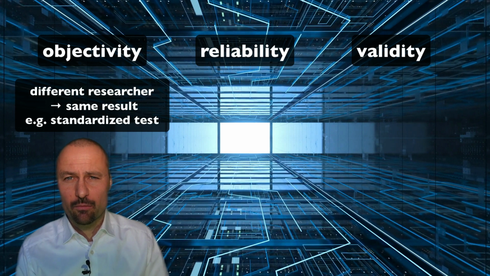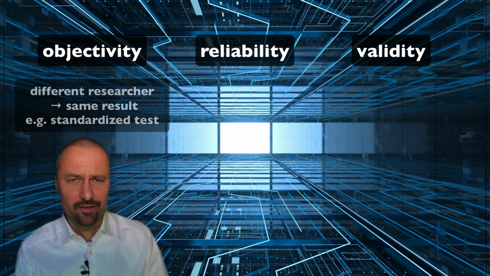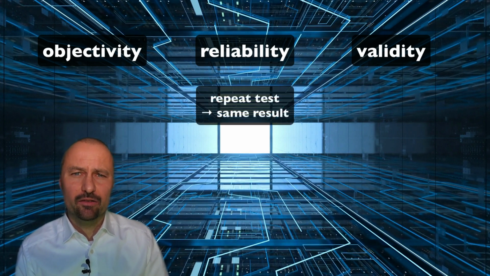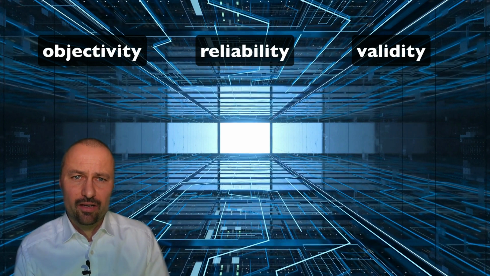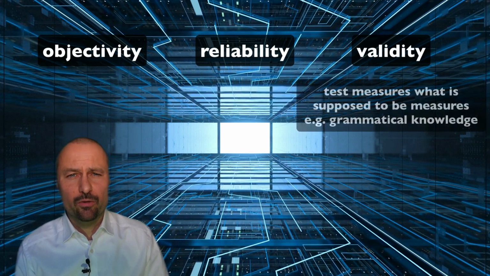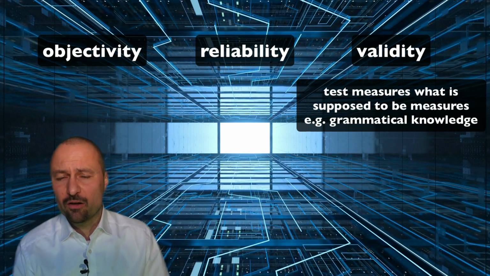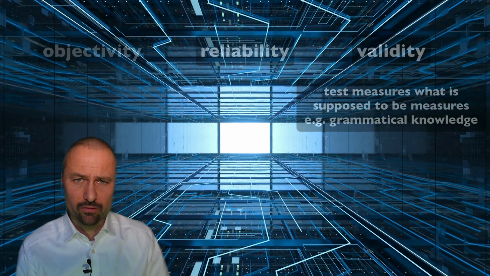In linguistics, an example of objectivity would be to use a standardized test to measure language proficiency. An example of reliability would be to repeat the test on different occasions and see if the results are consistent. An example of validity would be to ensure that the test is measuring what it's actually supposed to measure, such as grammatical knowledge, and not, for example, just language understanding in general.